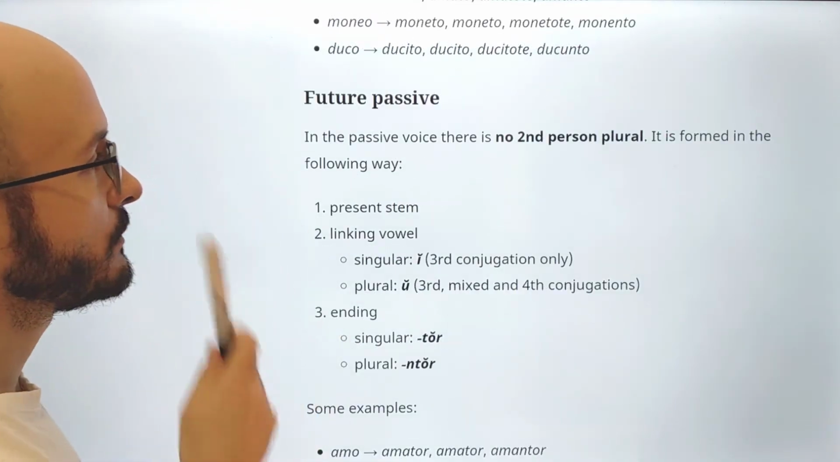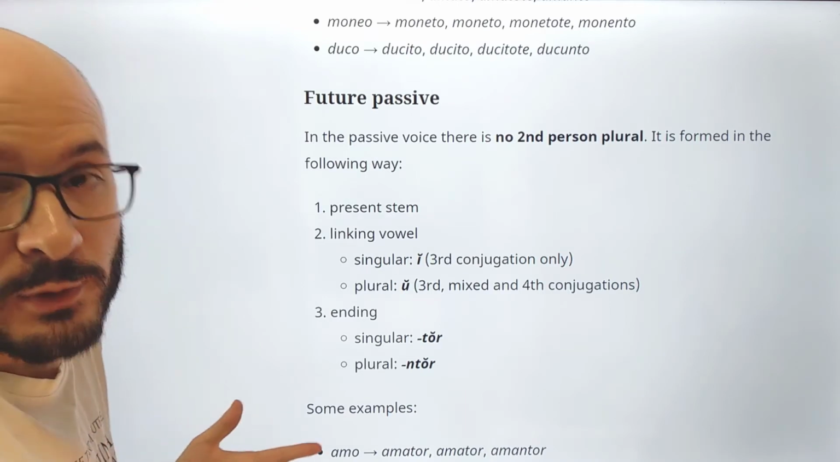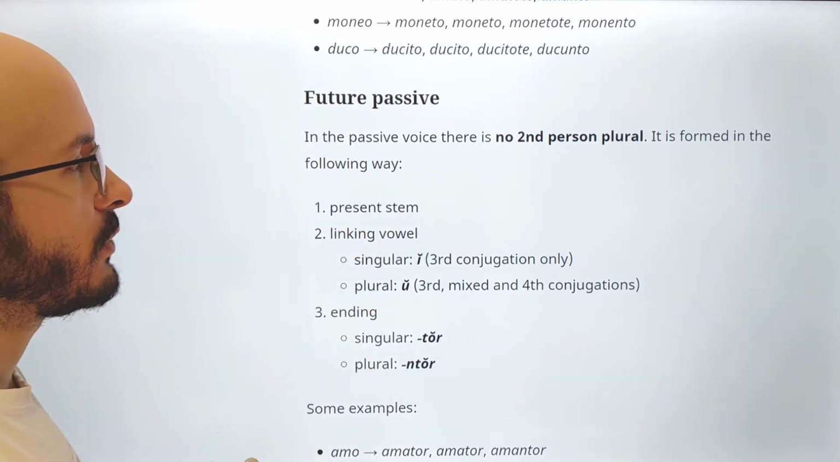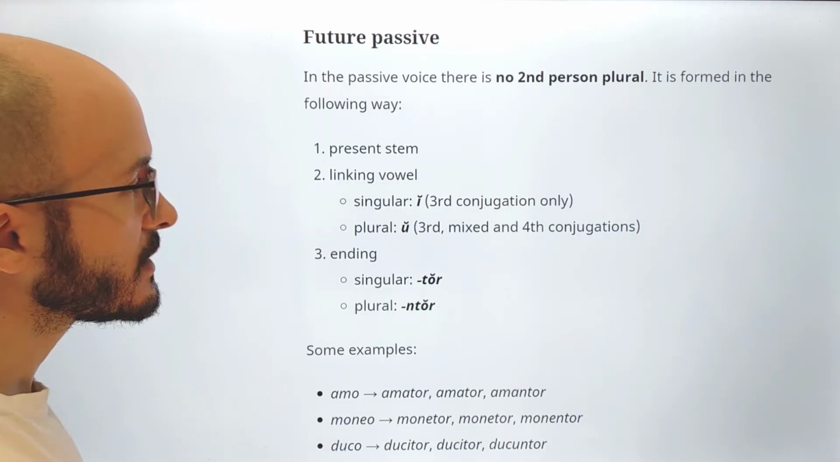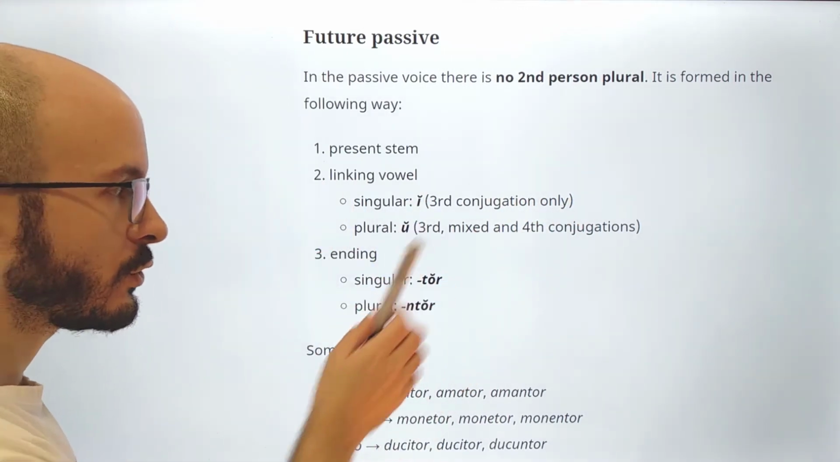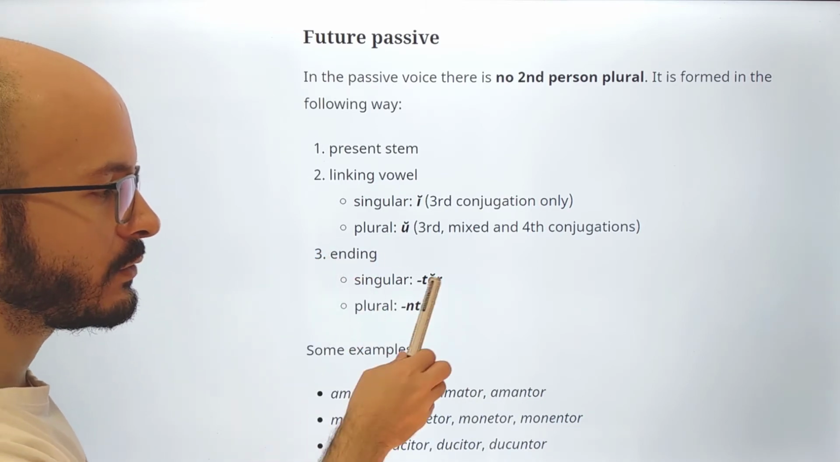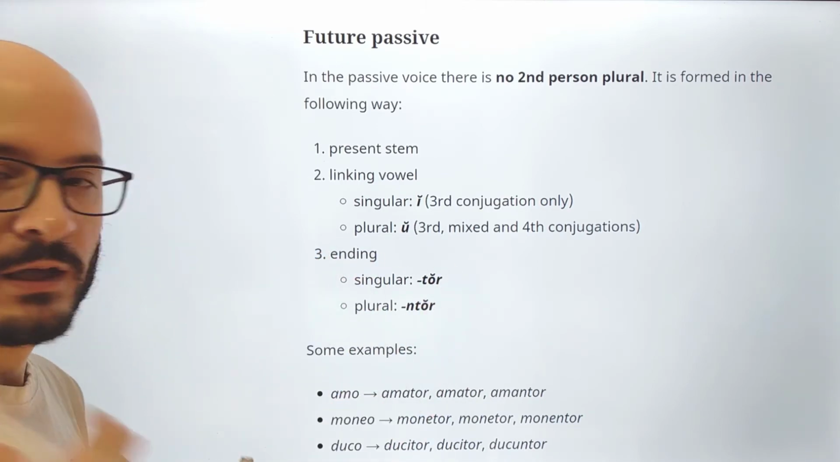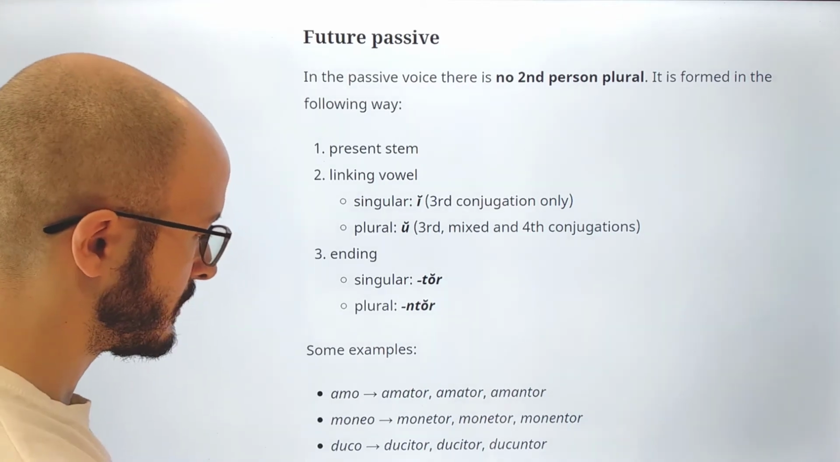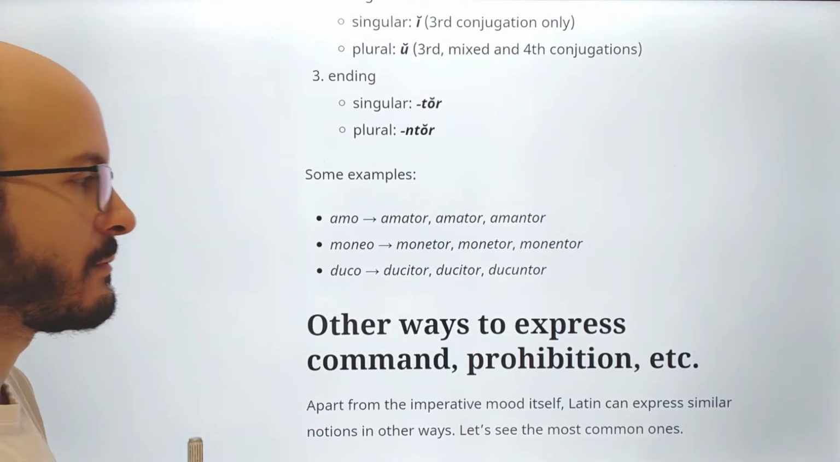Last, the future passive. In the passive voice, there is no second person plural, surprisingly. It is formed in the following way. First, the present stem as usual, then the linking vowel: singular, e, third conjugation only; plural, short u, third, mixed, and fourth conjugation. The ending in the singular is tor, and in the plural it is ntor. So that's it. It doesn't make any sense to keep repeating these things anymore.